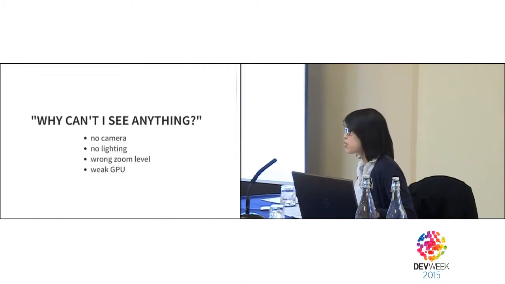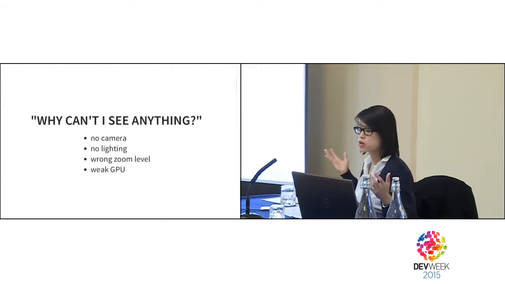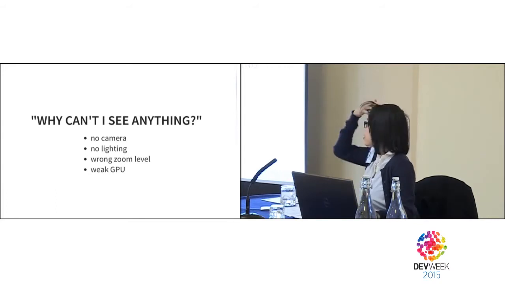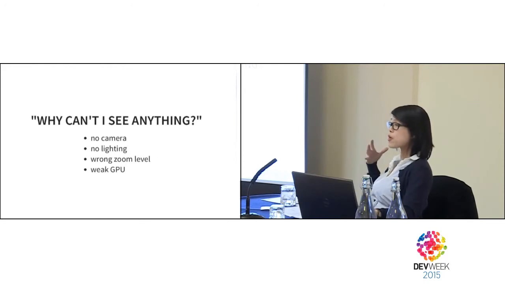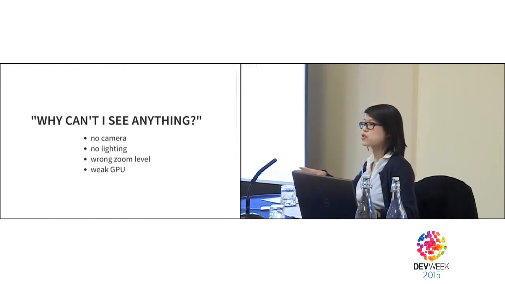Potential hiccups. One thing when you're first starting out with 3JS is like, why can't I see anything on my screen? There's no camera. You forgot to put a camera in that environment, so obviously you can't see anything. No lighting, it's too dark. Wrong zoom level. So you're either zoomed out so far that your object is like so tiny, or you're zoomed in so close that the screen is just like this weird color.